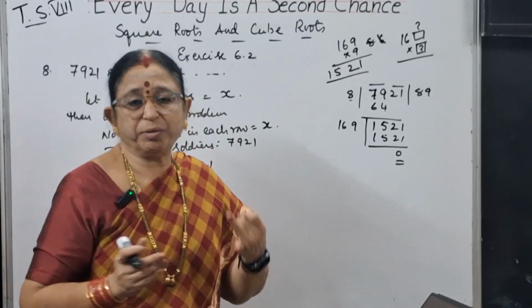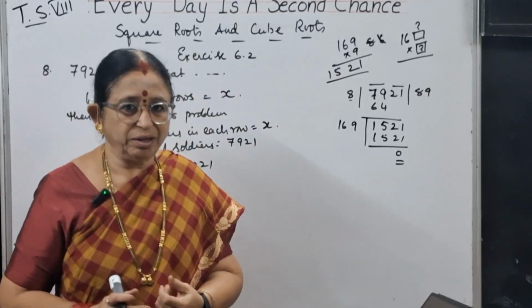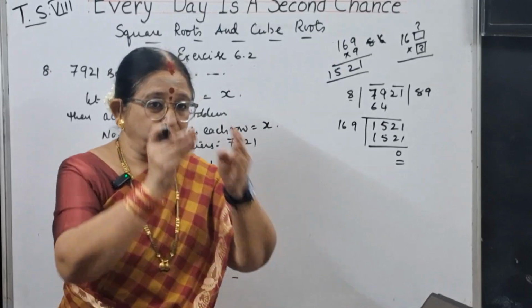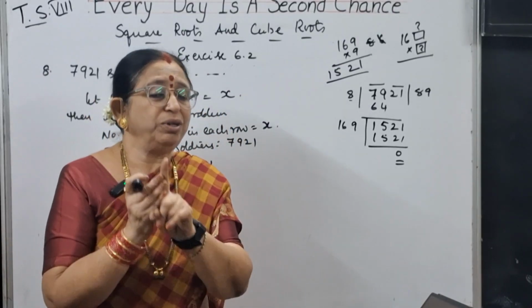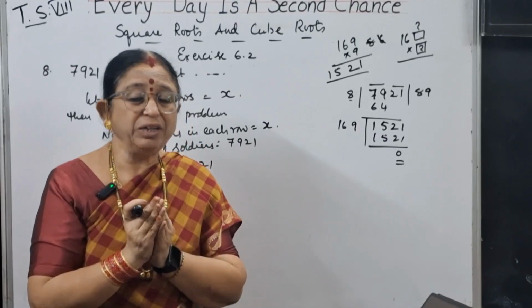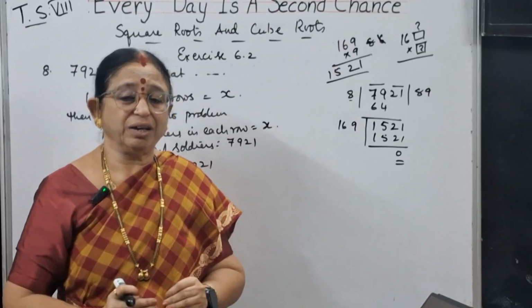Next number is 9, but 9 nines are 81, which is more than 79. So I took 8. 8 eights are 64. I have subtracted and I took down numbers. When you are taking down, not like normal division, in normal division we take only single digits, but now we are taking the numbers as pairs. That pair as it is, you have to take. So 21 I have taken as it is.